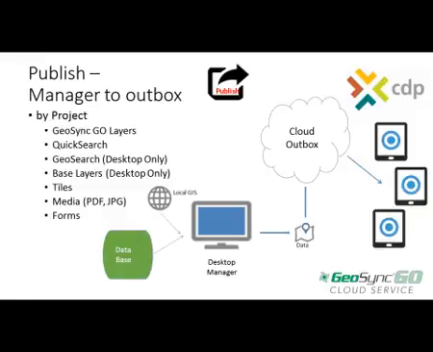We need to be able to publish our quick searches, which provide access to searching in the mobile devices. We also have a GeoSearch Engine, which is a little more sophisticated address search mechanism. It only works in the desktop. And then we need to be able to move some base layers, which are also desktop-only functions. Some of our cached maps, media, and then our forms that we would use to collect data.